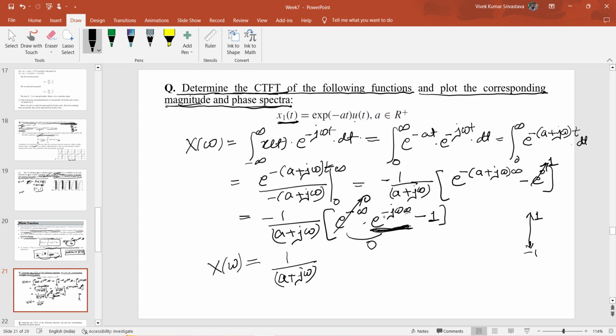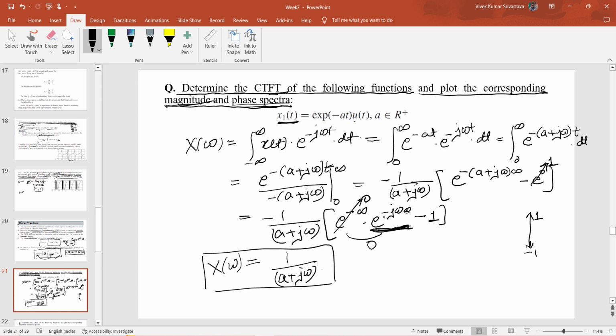j omega. Okay, so that is how we can evaluate the Fourier transform of any signal that is given to us. So now moving to the next part, that is we have to evaluate the magnitude and phase spectra.